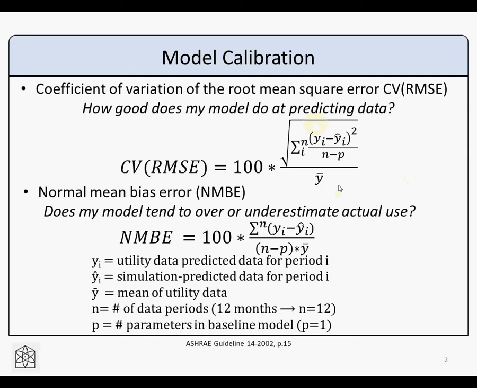The next statistic that you'll want to look at is the normalized mean bias error, which says, does my model tend to over or underestimate the actual energy use? So you'll just take the difference of what you predicted versus what the simulation predicted, and you'll normalize that by the mean of the utility data, and that'll give you a measure for whether you're over or underestimating the energy use. So you'll do this for both electricity and for steam, and if you have chilled water, I'd recommend doing it for that as well. And we'll do this on a monthly basis. So just 12 months. You can do hourly if you really want, but that's not necessary.